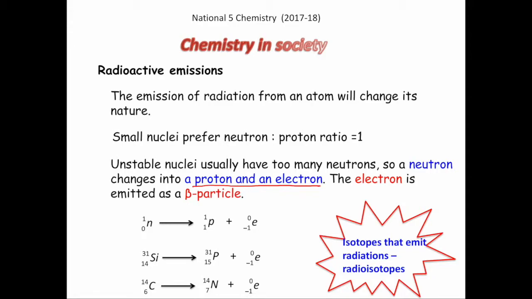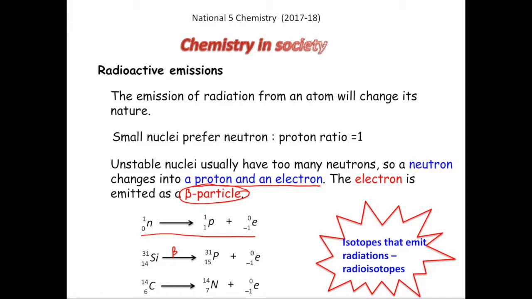This electron is emitted as a negatively charged beta particle. So, the general equation for neutron emission would be that when one neutron gives away, it breaks up into one proton having mass number and atomic number of 1 and one electron. So if you look at the example of silicon, you'll see that silicon, when it emits a beta particle, will change into phosphorus releasing one electron.